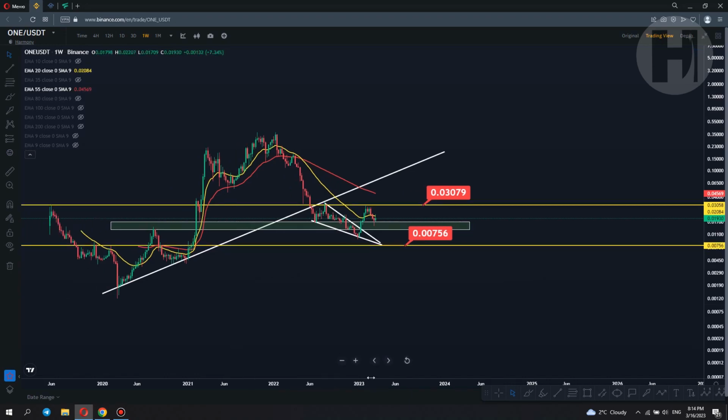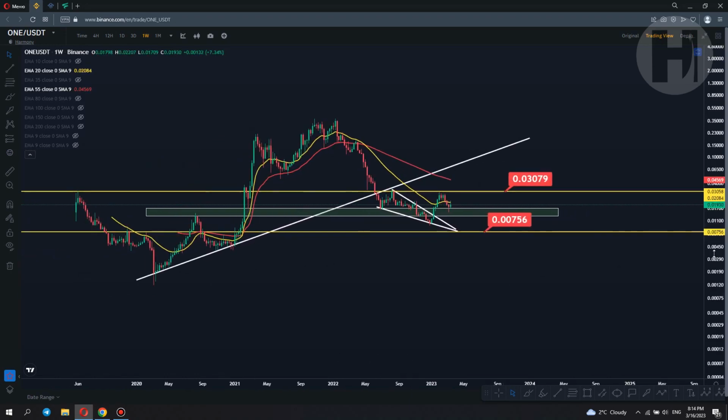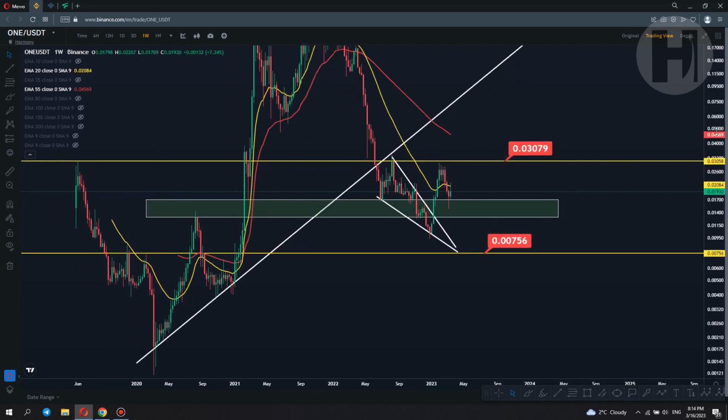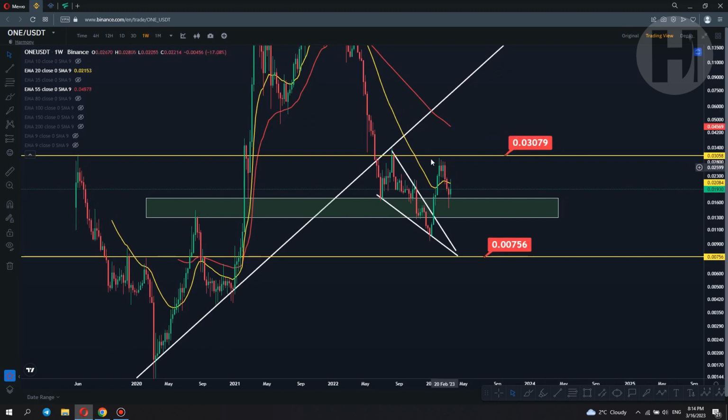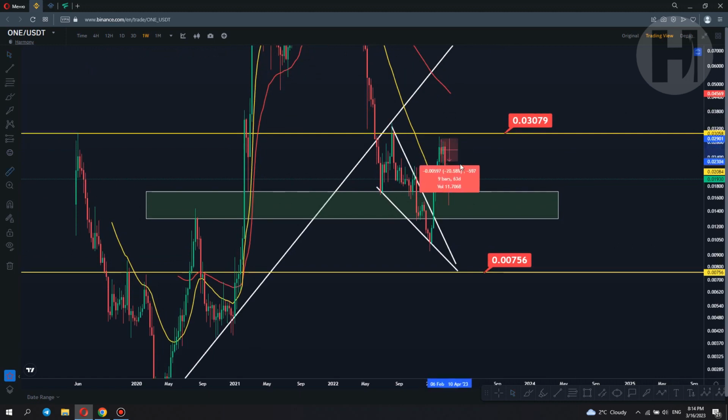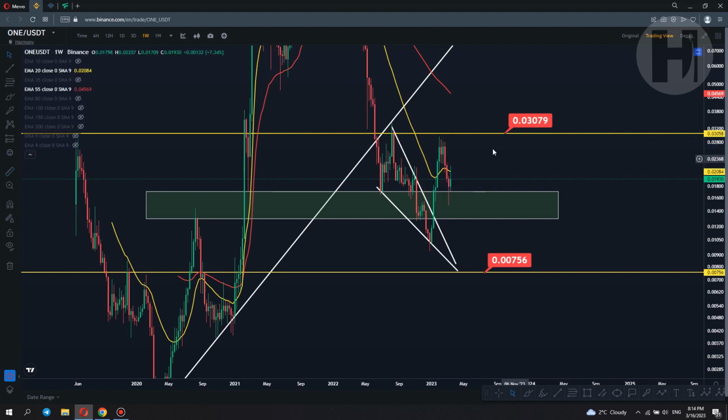Taking a look at the weekly chart, Harmony 1 against USDT. As you can see, we broke out of the falling wedge here. We almost got to our technical target at 0.03079 cents. Not quite, but still, this was a good selling point or good area to take some profits and buy back in off the 20 EMA, which was a solid 26.5% pullback.